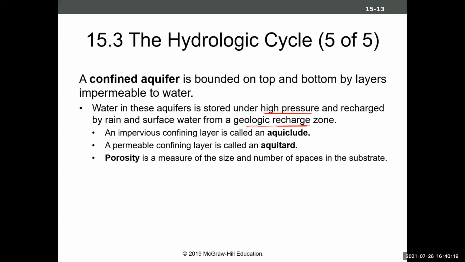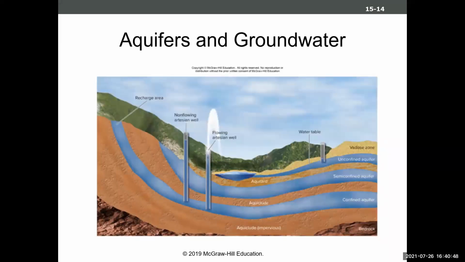Now, the impervious confining layer is called an aquiclude. Now, if there's a permeable confining layer, that's called an aquitard. And we can measure the size and number of spaces in an aquifer in the substrate by its porosity, right? So if it has a high porosity, then it has a lot of space for water to sit inside that substrate.